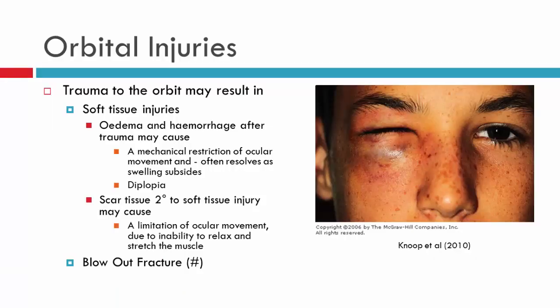So I mentioned earlier that trauma to the orbit can cause either soft tissue injuries or blowout fractures. The focus of this module within this inquiry will be on blowout fractures. But in having an orbital injury, soft tissue injuries also occur, where we will have edema and hemorrhage. And this can in itself create a mechanical restriction and double vision. And it can be one of two things. It can either be the swelling and the edema that's causing the restriction of eye movement, or it can be scar tissue secondary to soft tissue injury that can cause the mechanical restriction.